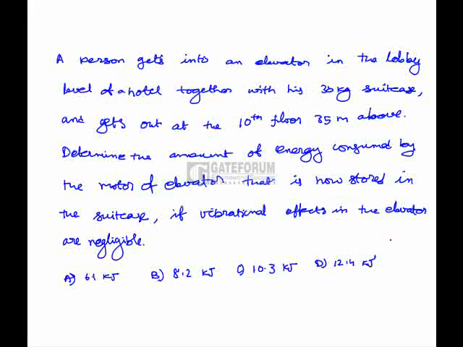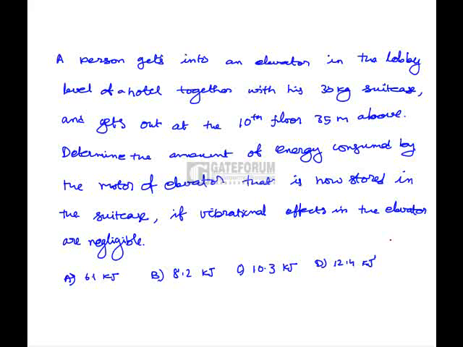A person gets into an elevator in the lobby level of a hotel together with his 30 kg suitcase and gets out at the 10th floor 35 meters above. Determine the amount of energy consumed by the motor of the elevator that is now stored in the suitcase if vibrational effects in the elevator are negligible. Here the options are 6.1 kJ, 8.2, 10.3 and 12.4 kilojoules.